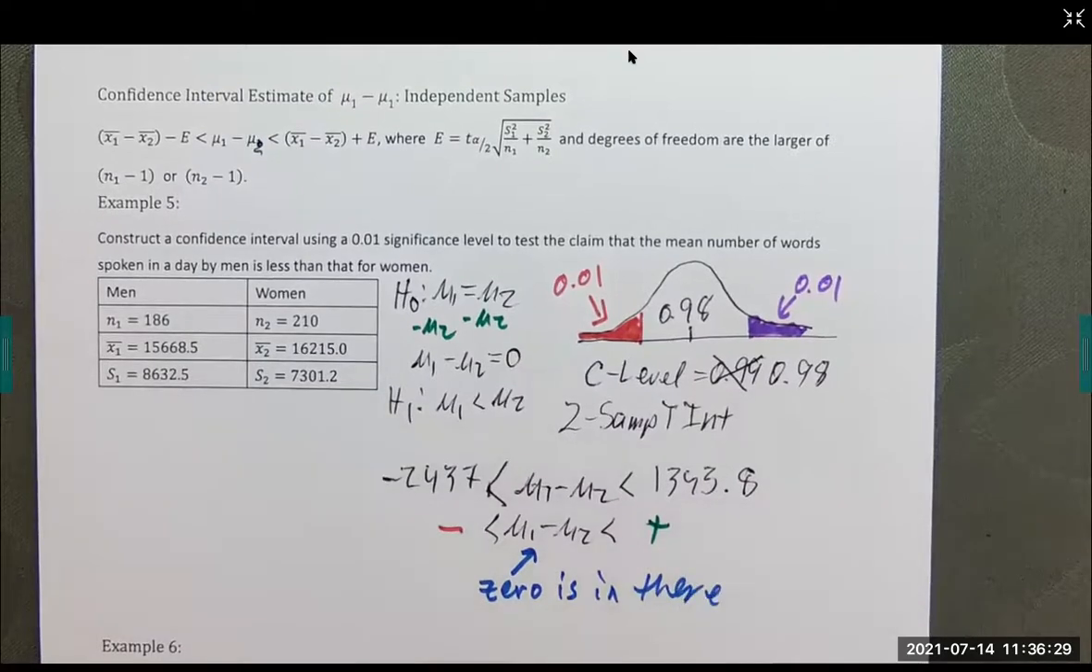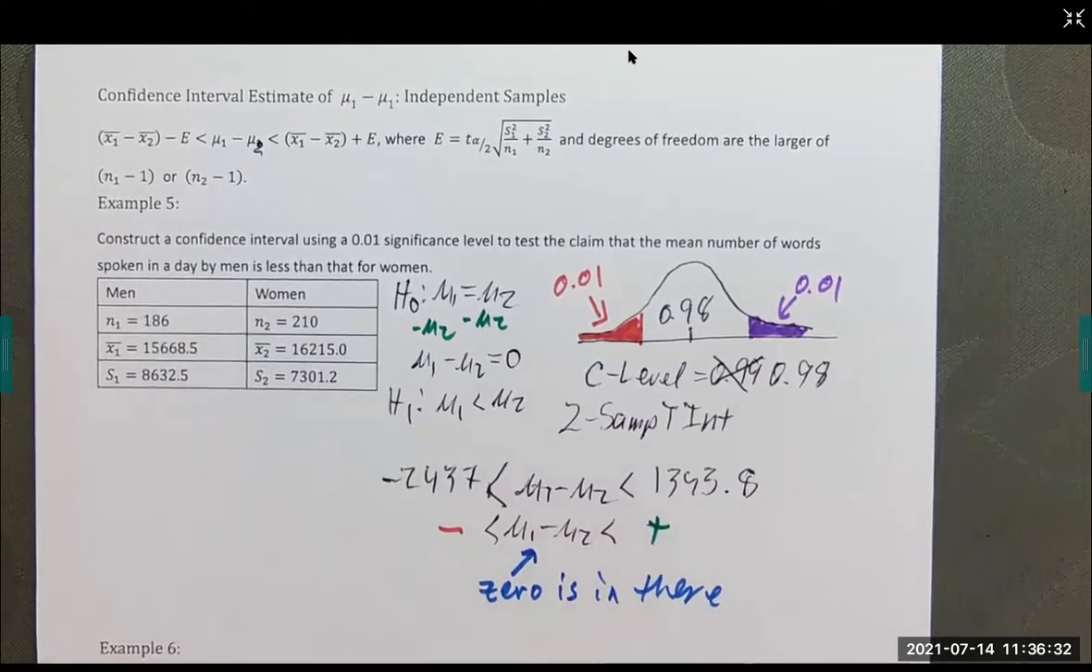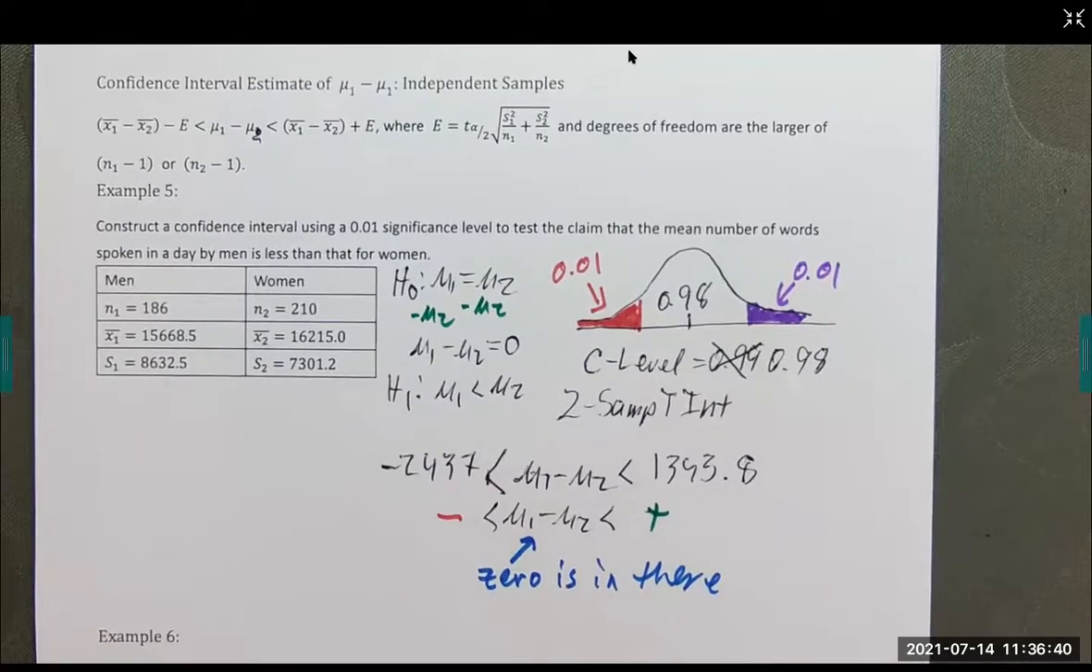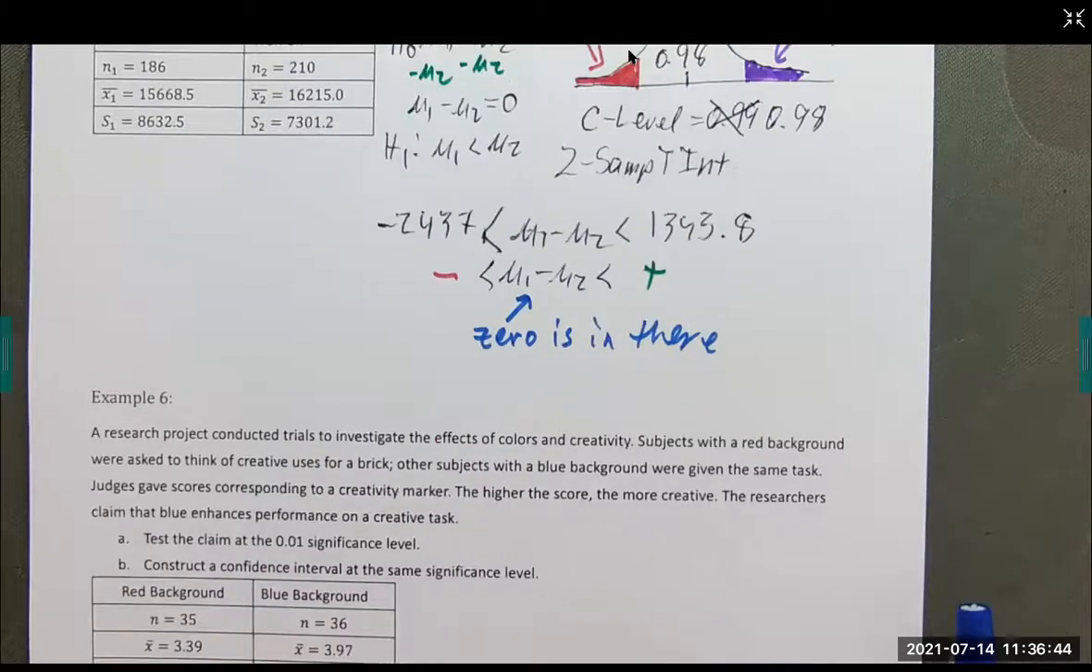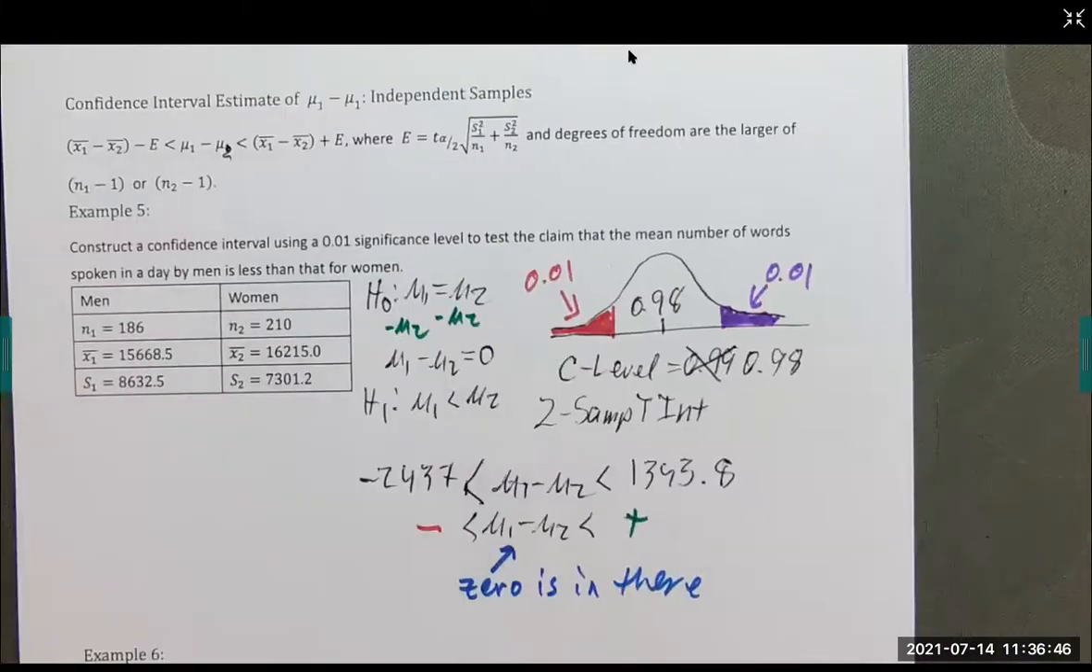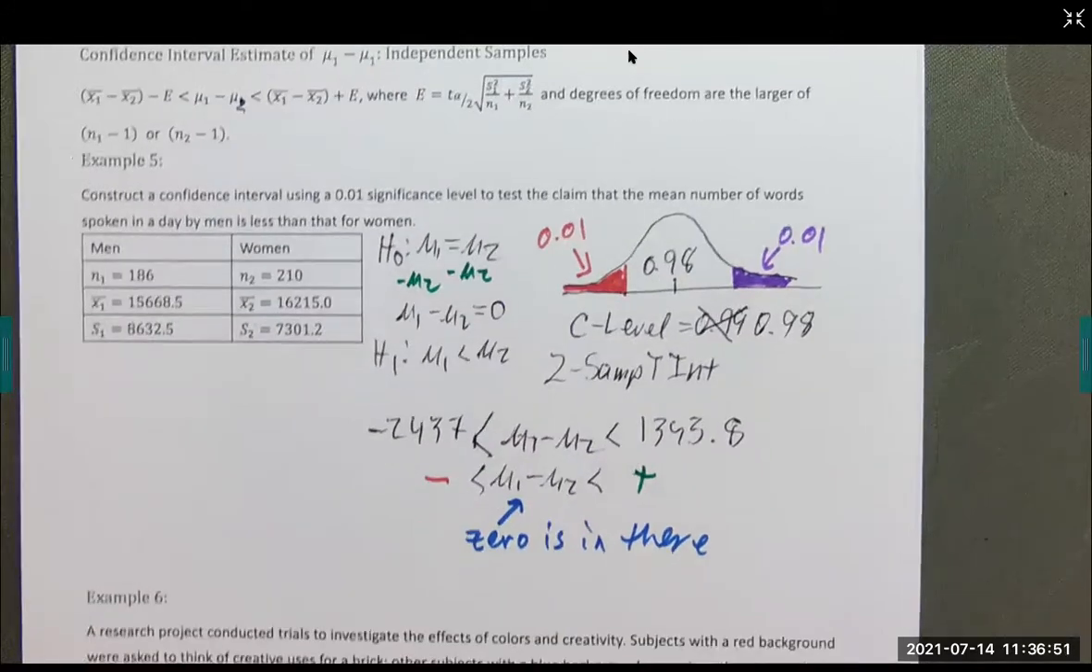At least I'm 99% confident or 98% confident that that's true. If we go from a negative to a positive, that means that we're good. Meaning we come to the same conclusion that the null hypothesis is not something that we're going to toss. So we're not going to reject the null hypothesis. So same conclusion.